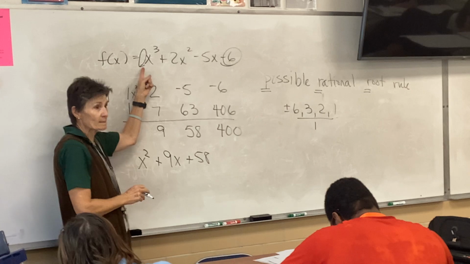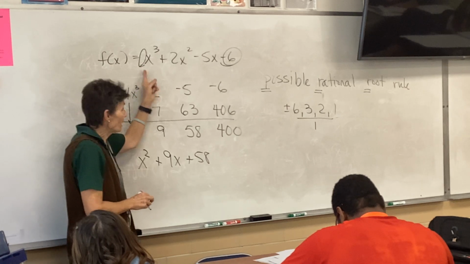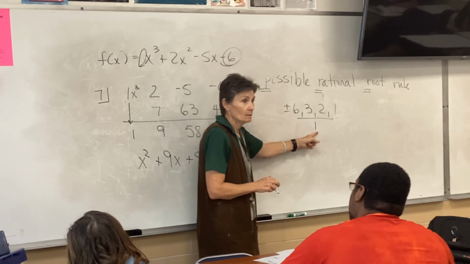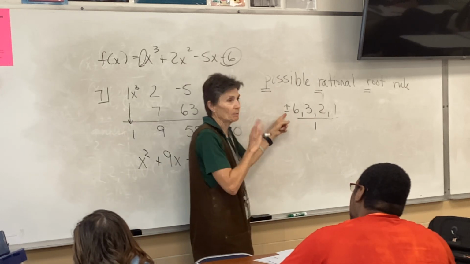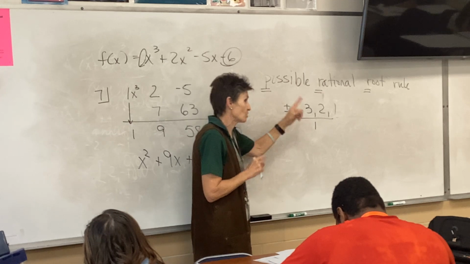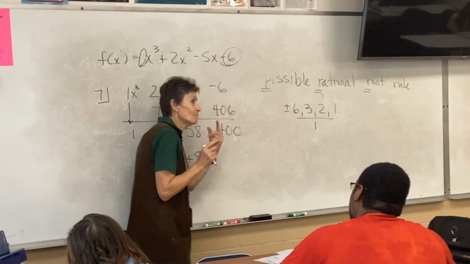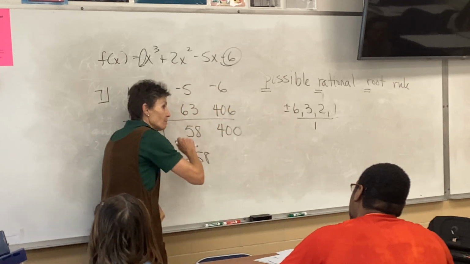Well, wait a minute, what's my leading coefficient? 1, and the factors of 1 are 1 and -1. You only need to put the plus or minus once. You don't have to put it on the top and the bottom. Just once is enough. Okay, so Abby, 7 wasn't a good guess, right? Because it's not in my list.